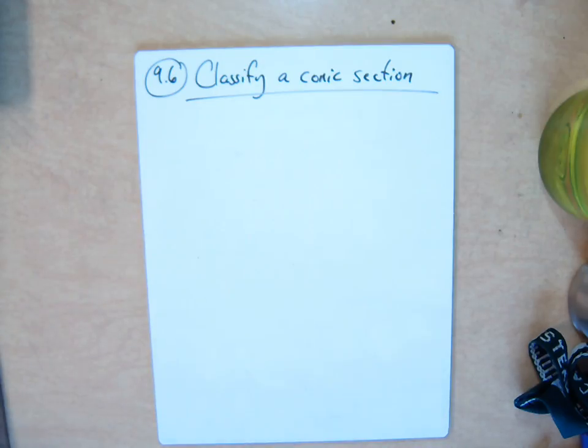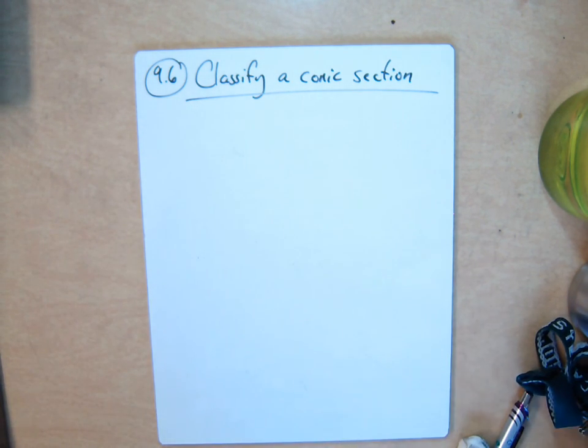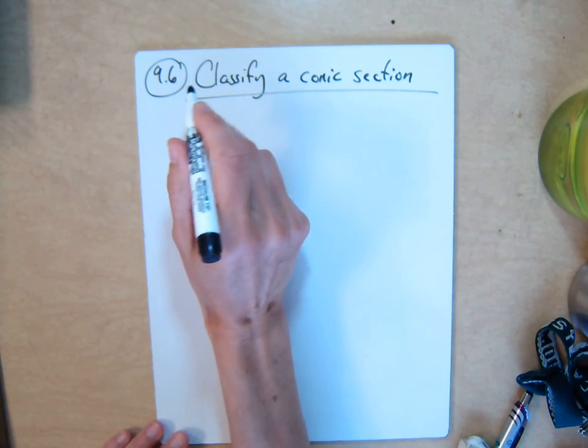Section 9.6, classifying a conic section. What are our three conic sections that we have to focus on here? The three conics are the parabola, the ellipse, and the circle. Good. Okay, so there is a way to just look at the equation and know which one it is without even putting it in its standard form.